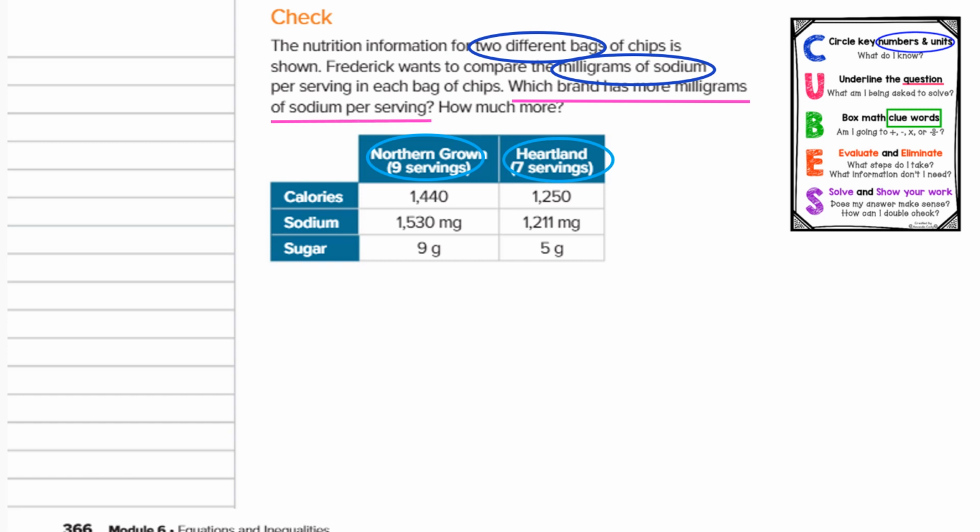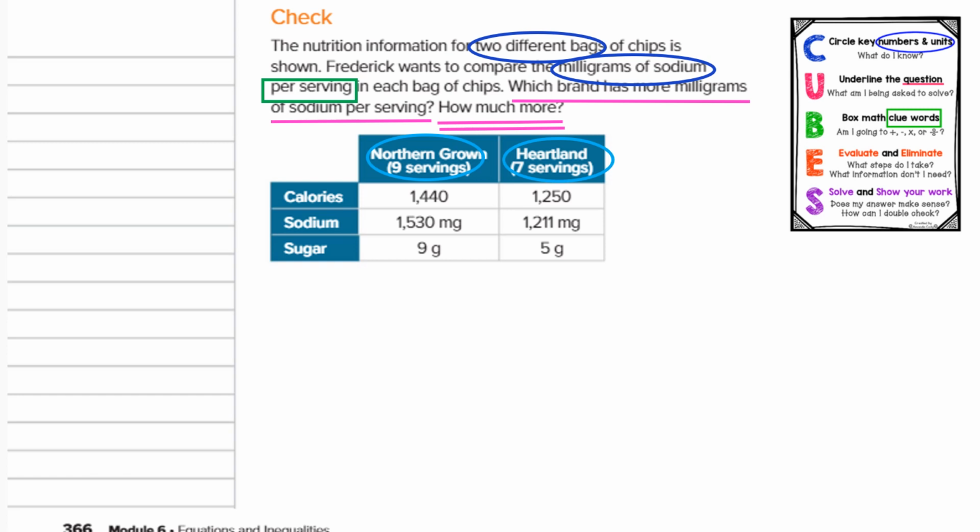So my question is, which brand has more milligrams of sodium per serving? So I underline it. But notice there's a second question. So we double underline it. And that way, when I'm marking it up and I think, okay, I've answered my question, I can go back. And if I see I have an underlined portion and a double underlined portion, I should have 2 answers. And if I don't, I haven't done all my work.